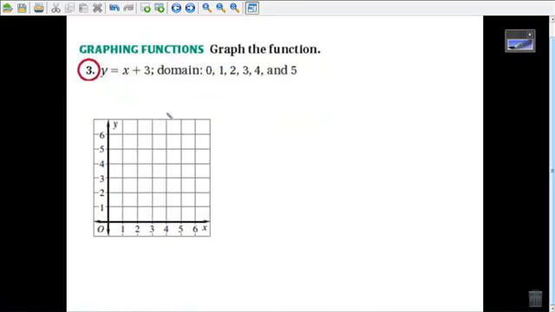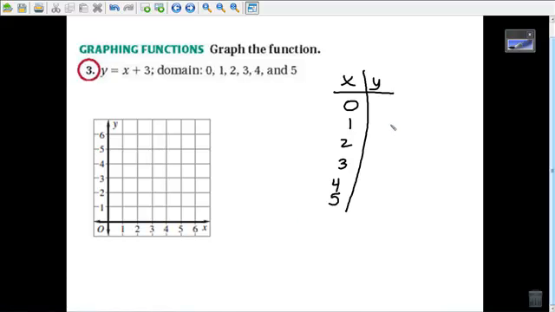Okay, so we're going to get some practice in graphing the function. They will give you the function and they will tell you the domain. Every time we do this, I want you to make an XY input-output table. So our domain are the x's. We just simply put in 0, 1, 2, 3, 4, and 5, and the y's are the outputs.